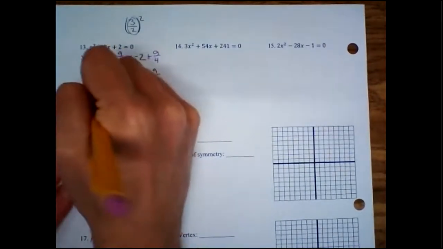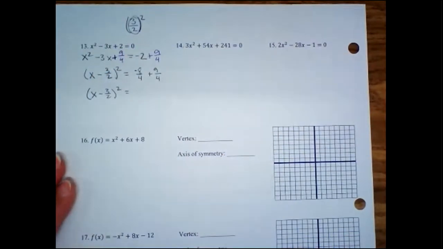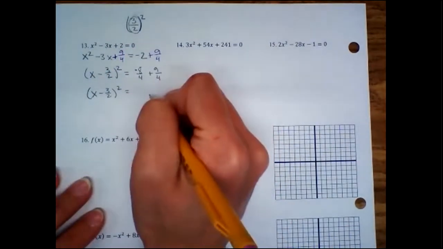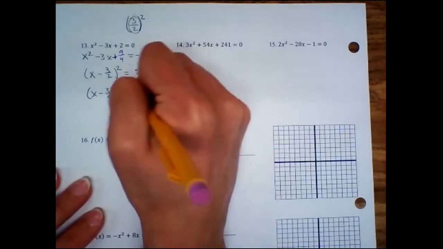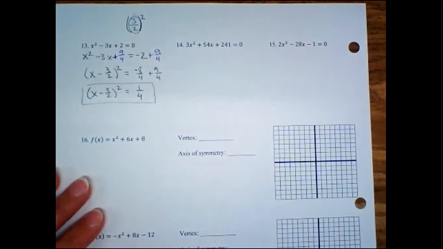All right, so it will be x minus 3/2 squared equals, and what will go on the other side? 1/4. Is that okay? Okay, it will be fourths.